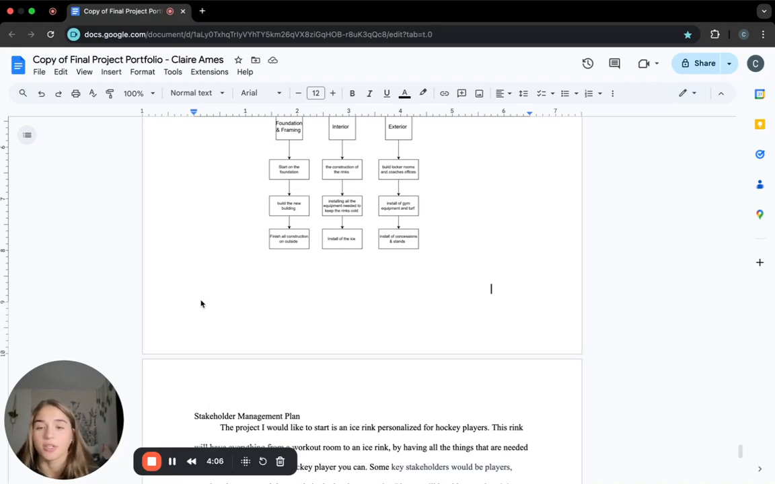If any questions need to be asked, they can look back in the stakeholder management plan and see if it answers it there. The portfolio basically gives them a visual of the project itself without actually having a visual.